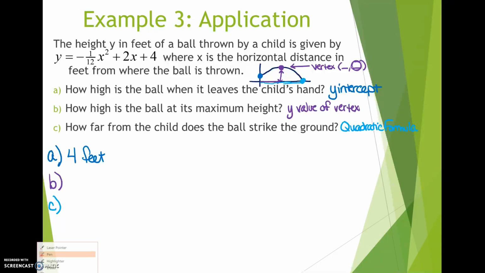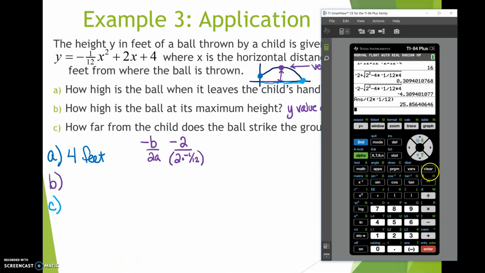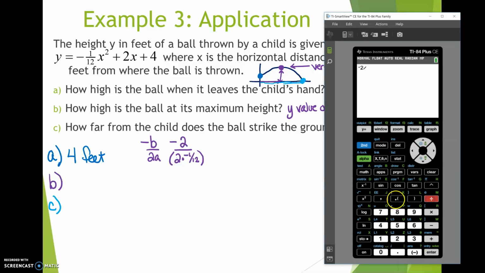Part B. To find the vertex, we need to first do the opposite of b over 2a. So, negative 2 over 2 times negative 1/12. I would strongly suggest parentheses around the bottom part. Then you can do all of it just in one step. So, clear. Negative 2 divided by parentheses 2 times negative 1 over 12. Close your parentheses. You should get 12.